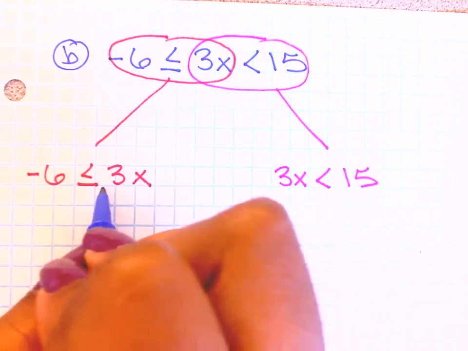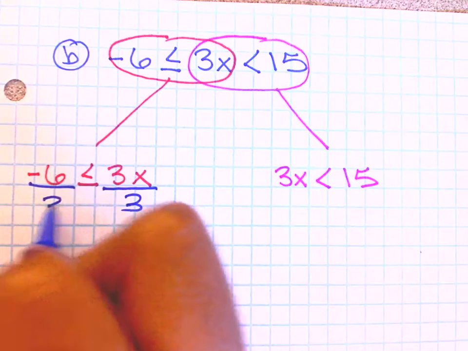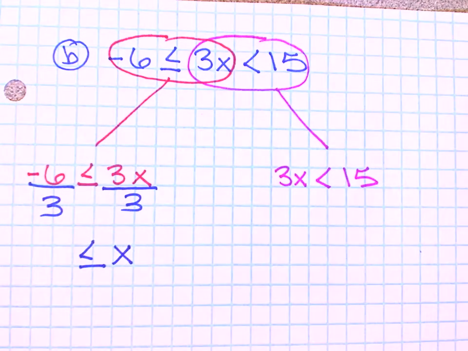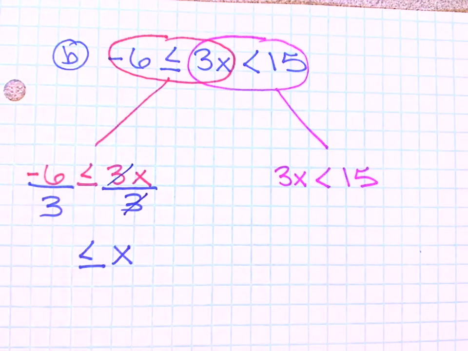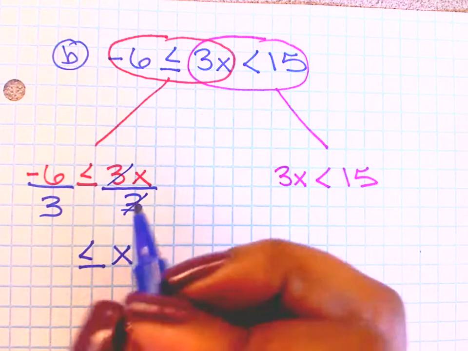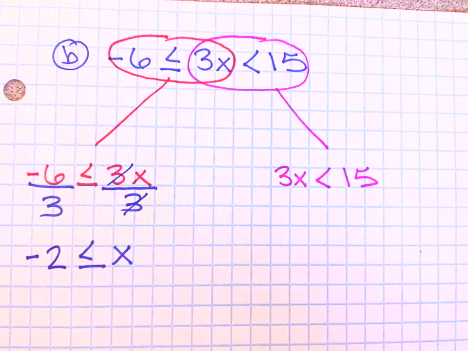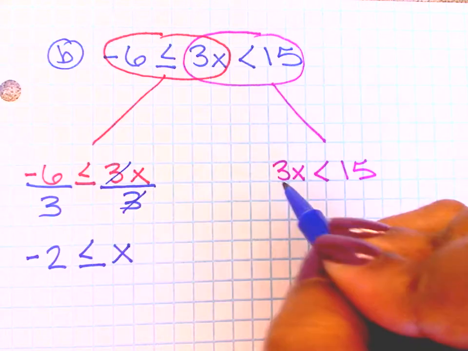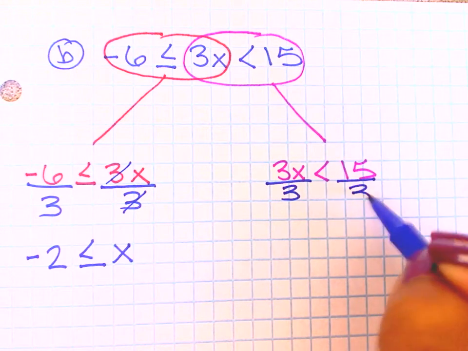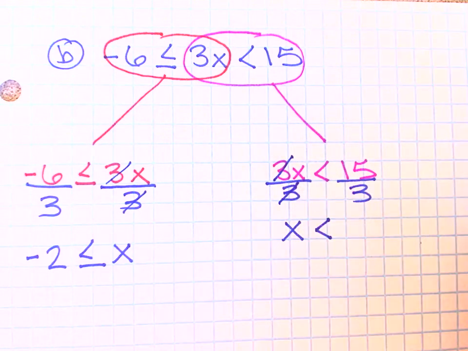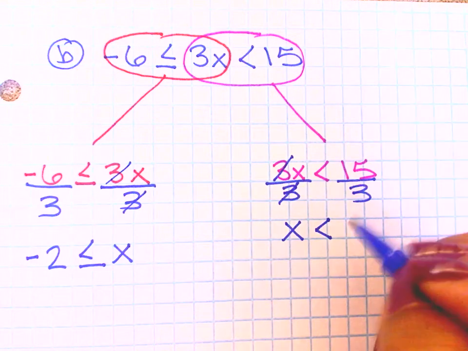So to get x by itself, I'm going to divide by 3 on both sides. I didn't divide by a negative, so my sign's going to stay the same. I'm left with x on this side because my 3's cancel. 3 over 3 is like 1x. And negative 6 divided by 3 is negative 2. So I solve for that one. So now I'm going to go solve for the other one. To get x by itself, I'm going to divide by 3 on both sides. x is less than, the 3's cancel, because 3 over 3 is 1. That's like 1x. 15 divided by 3 is 5.